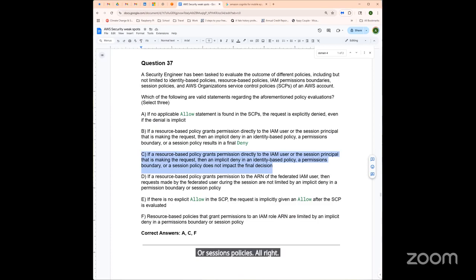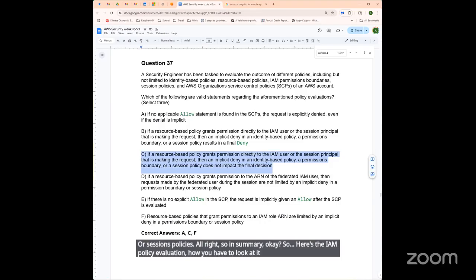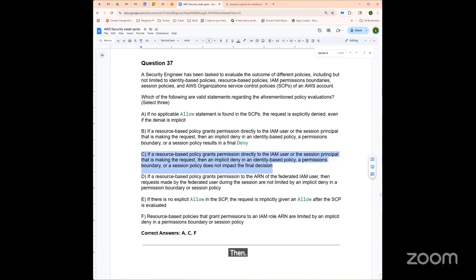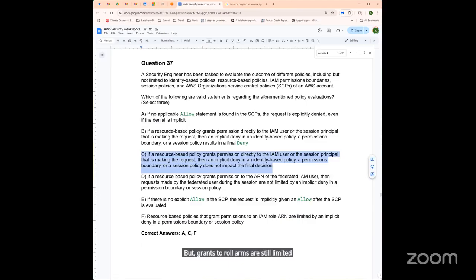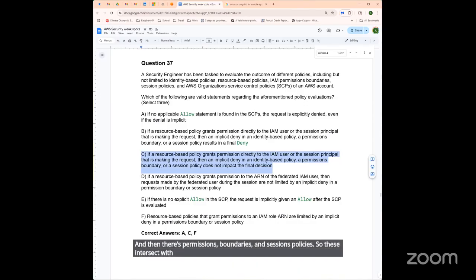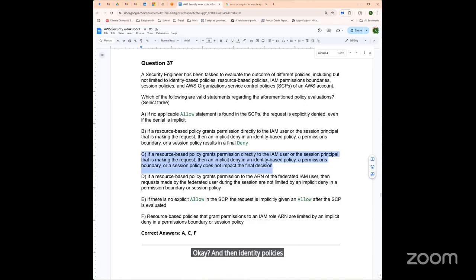All right, so in summary, here's how you have to look at IAM policy evaluation. Explicit denies of any policy, then service control policies, which have to have an explicit allow. With resource-based policies, grants to user or session ARNs bypass identity restrictions, but grants to role ARNs are still limited by boundaries or session policies. Permissions boundaries and session policies intersect with identity-based policies, so it's better to have that explicit allow without the deny. And identity policies need at least one allow. All right, so we'll go to the next question.